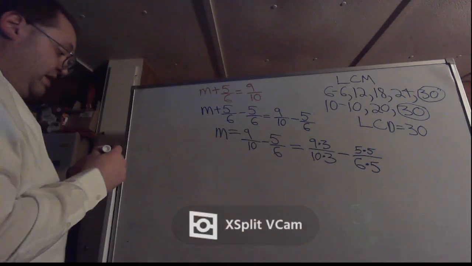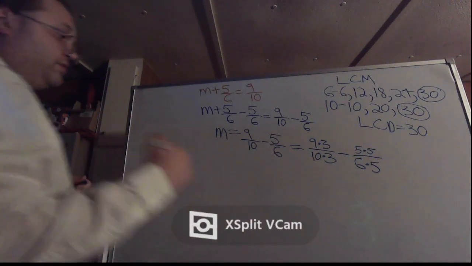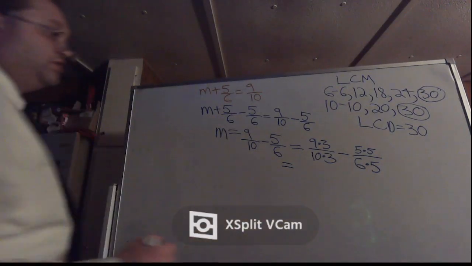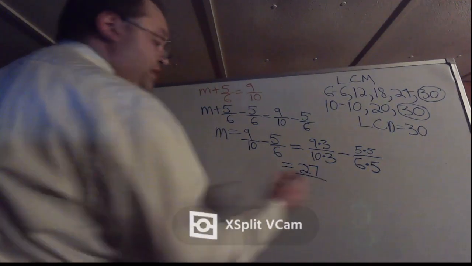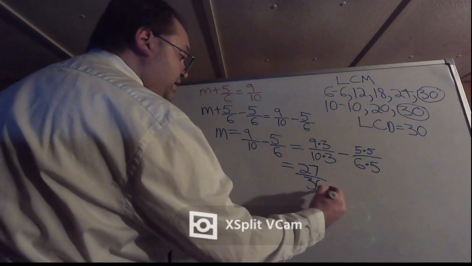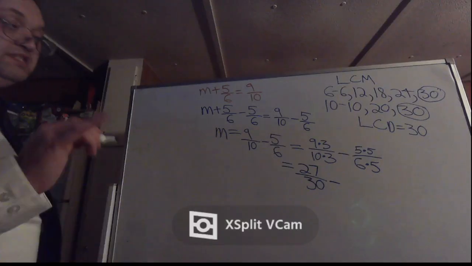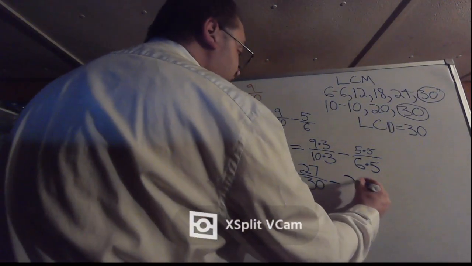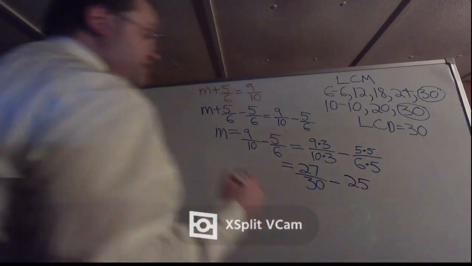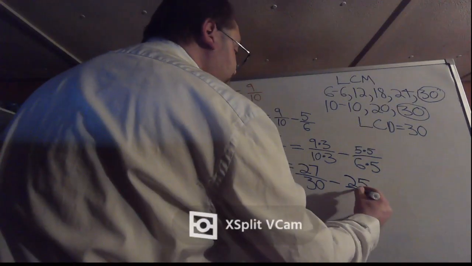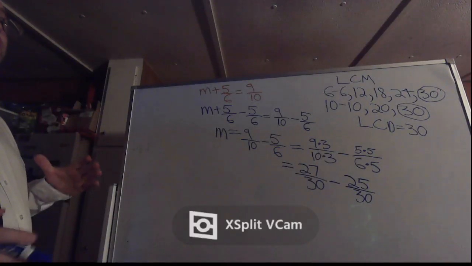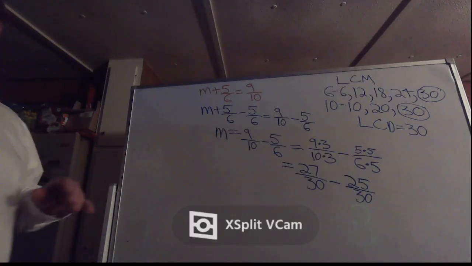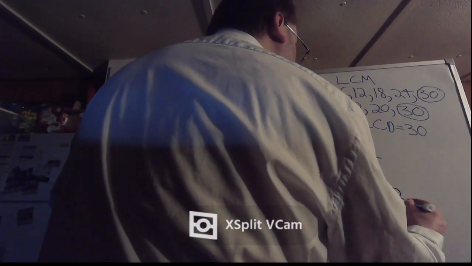There we go. Now we just have some multiplication to work through. So, your first term, what is 9 times 3? That's 27. 10 times 3, that's 30. Minus, what is 5 times 5? Well, that's 25. What is 6 times 5? Well, that's 30. We have now reached the same common denominator, so we can go ahead and subtract. 27 minus 25 is 2. So that leaves you with 2/30.